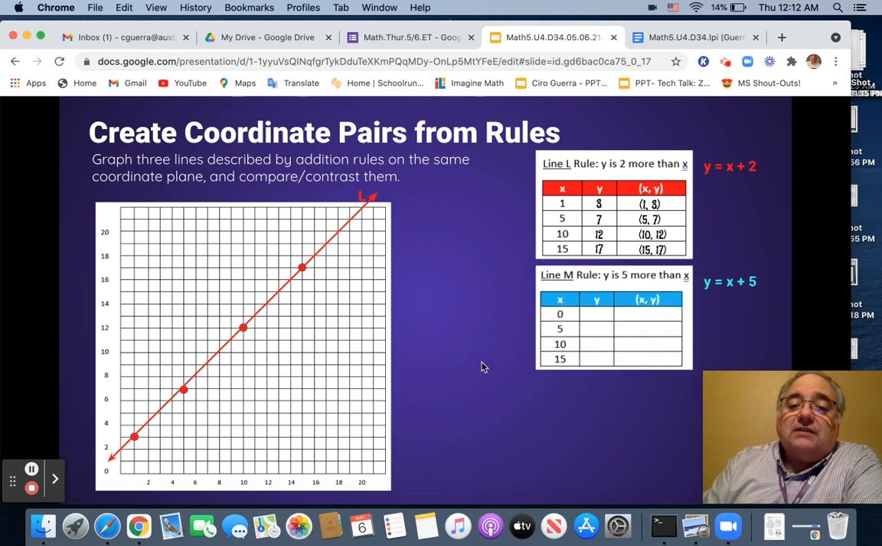The rule for our next box is line M. The rule is y is 5 more than x, so we can write it out: y equals x plus 5. We're going to see that these are all additive. I'm going to ask you to give me the first two inputs on here for line M. If I have 0, what is my y output? And if I have 5, what is my y output if the rule is x plus 5? Pausing the video.